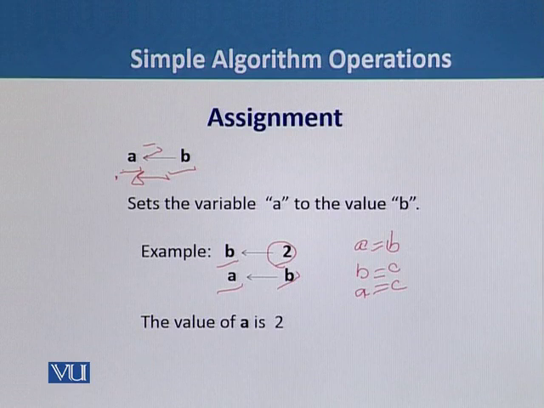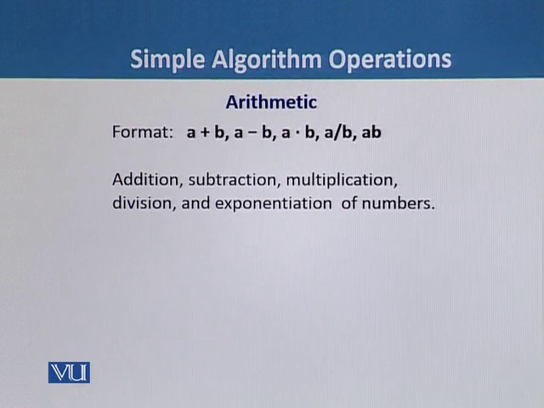So in this example we can see that if B is set to the value of 2 and A is set to the value of B, it means that A has the value of 2, because B is equal to 2 and A is equal to B. So this is the second example of these very simple algorithm operations.